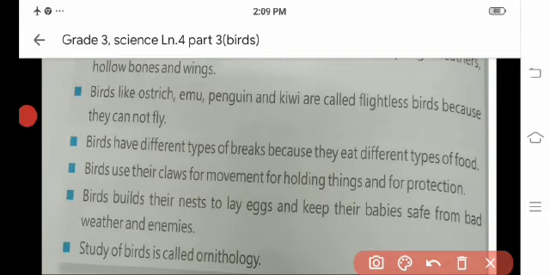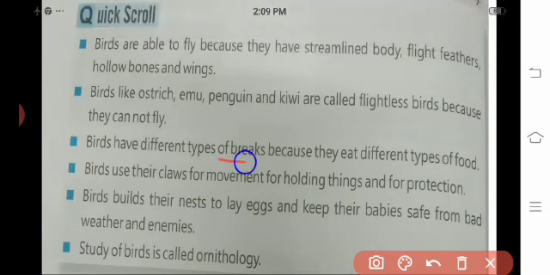Children, you can change the spelling here. Beak, B-E-A-K-S. Okay, beaks. You can change it in your book.